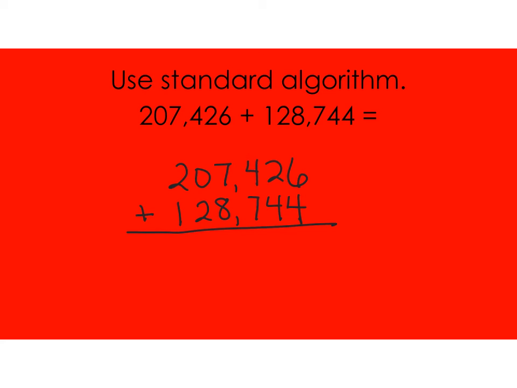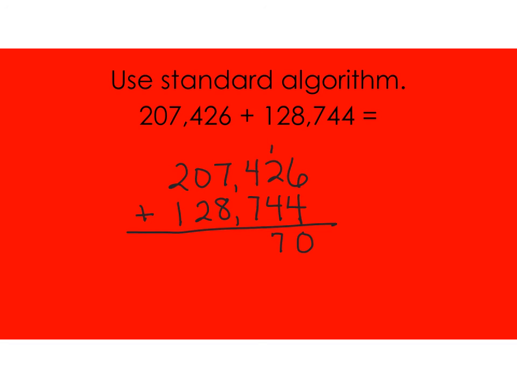Okay, we have 6 ones, 4 ones. Oh, that's going to be more than 9. Remember, only 9 can live in the ones house. So we actually have exactly 10, so we're going to regroup those into the tens. Okay, so now we have in the tens column, we have 4 tens, 2 tens, and 1 ten, which would be 7 tens. We don't have to regroup there.